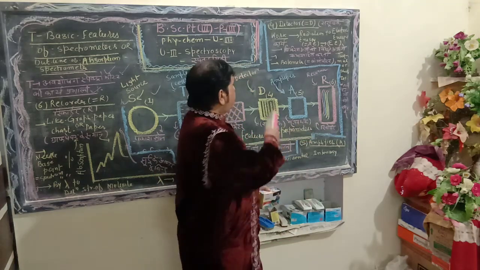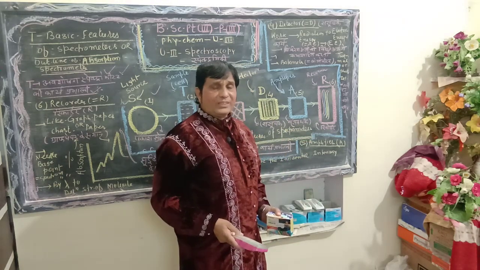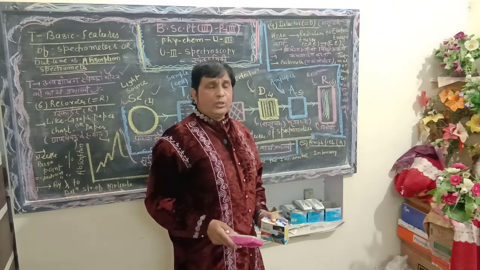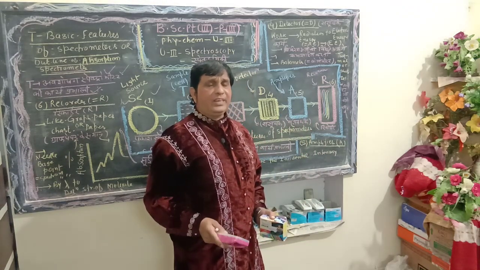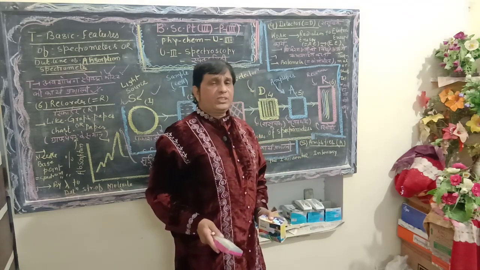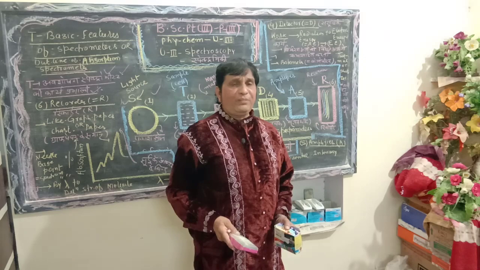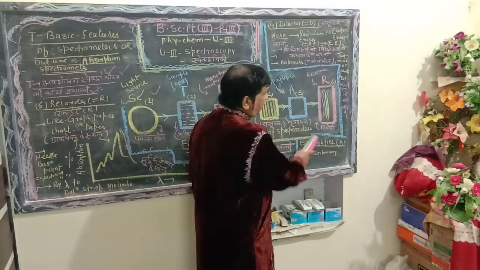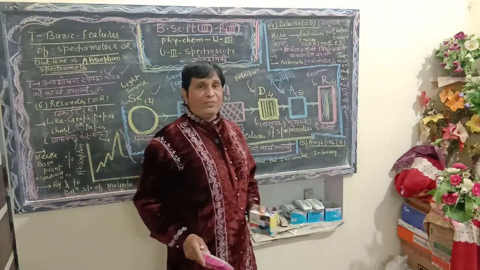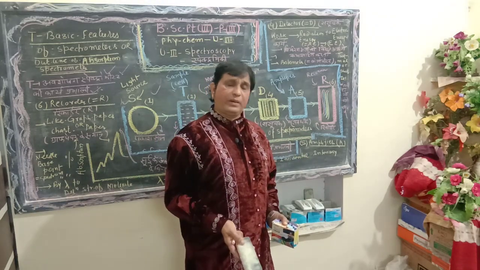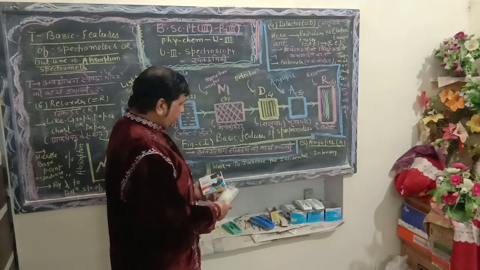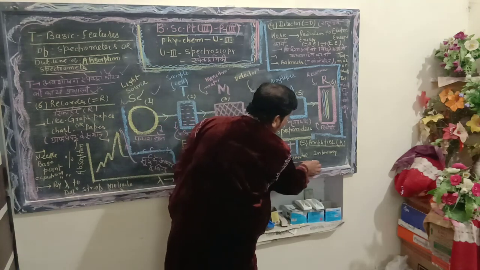Next, the detector, part 4, is further connected to part 5, which is known as the amplifier. As is clear from the nomenclature, the word amplifier is derived from amplification. I have mentioned on the blackboard here, part 5 known as the amplifier. Amplifier means to increase the intensity of the incoming radiations, to increase the incident intensity.